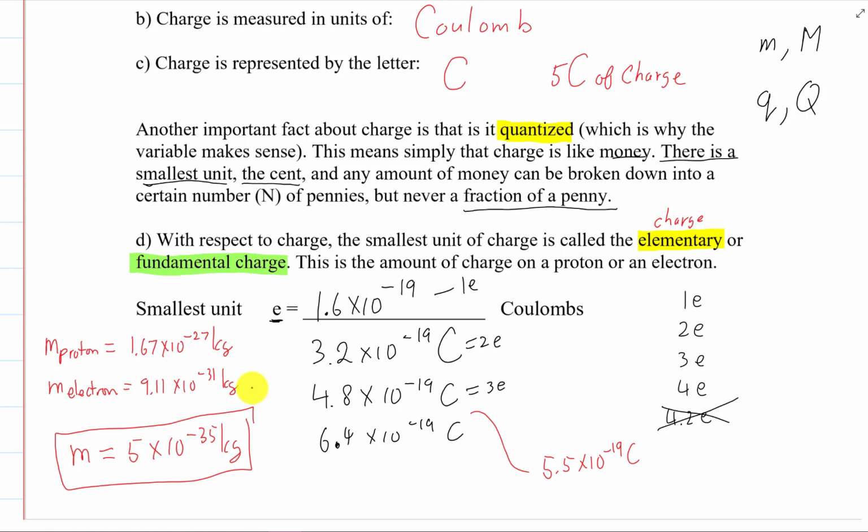The quantized value of mass is 1 proton. You can't have a half a proton. You can have a hydrogen atom. That's the smallest molecule you can have. You can't have a half a hydrogen molecule. So the mass that I just wrote down here of 5 times 10 to the negative 35 kilograms, it can be on paper. It never exists. You can't even take an electron and chop it in half.